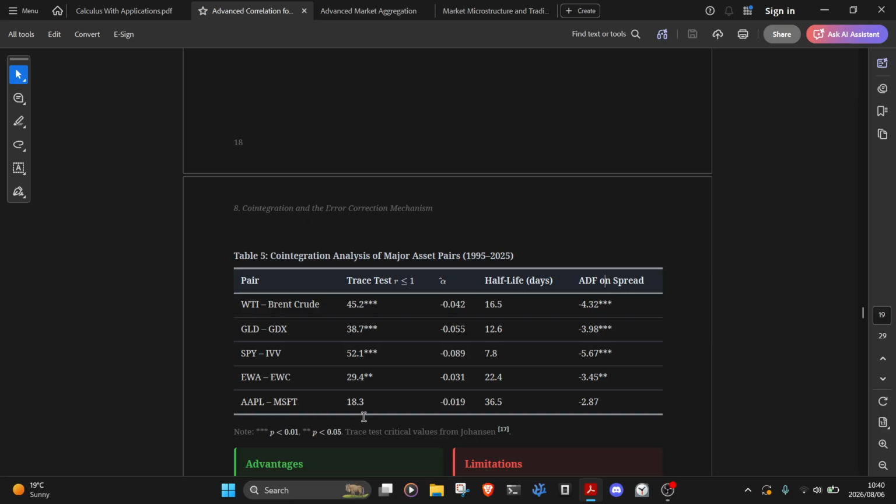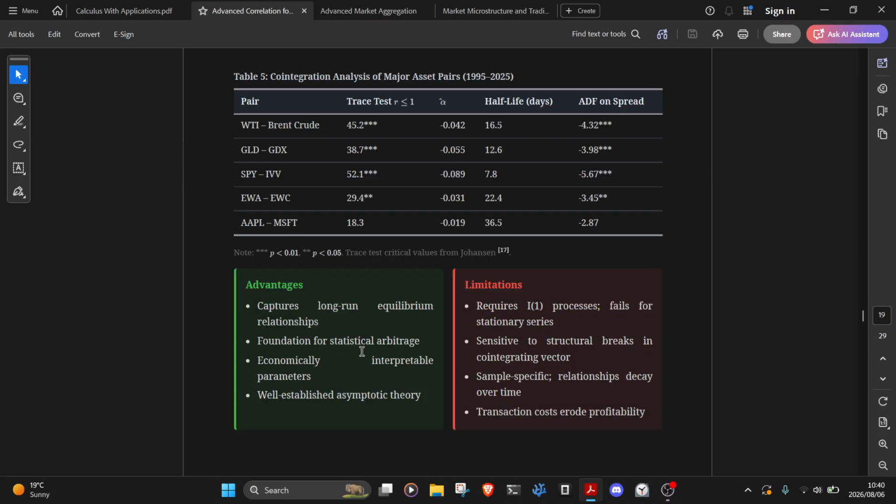Now, what are the advantages of this type of correlation? Number one, captures long-run equilibrium relationships. Number two, foundation for statistical arbitrage. Number three, economically interpretable parameters. Number four, well-established asymptotic theory.